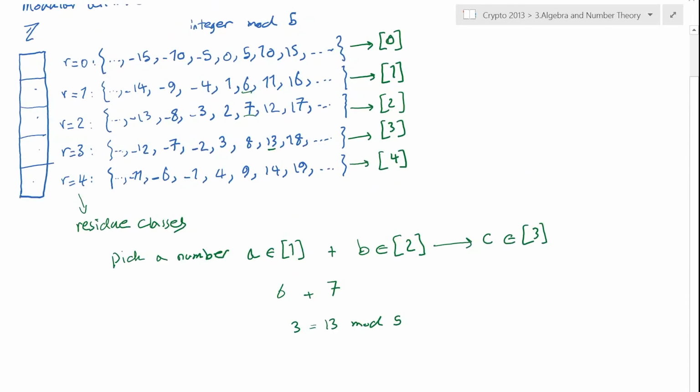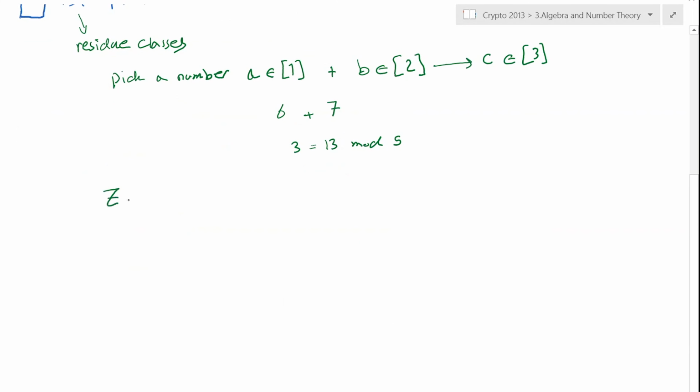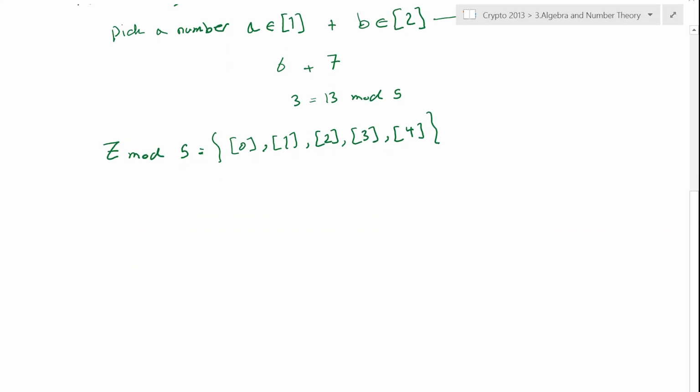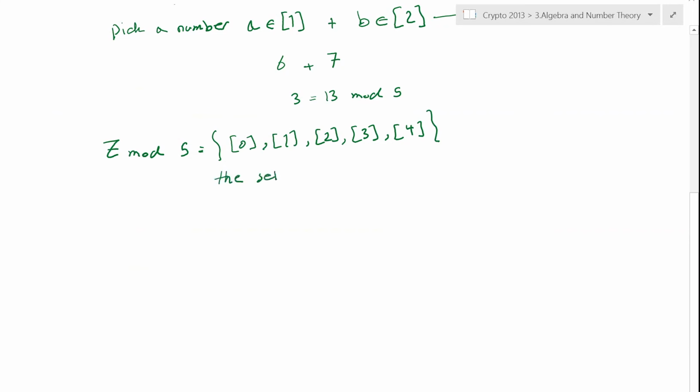That is why, when we do modular operations, no matter which value we choose from residue class 1, if we add it to any element of the other class, we always get an element in the set 3, and we can just use the representative. So Z mod 5 is a partition into residue classes that we can show with the representatives 0, 1, 2, 3, and 4. It is the set of residue classes.